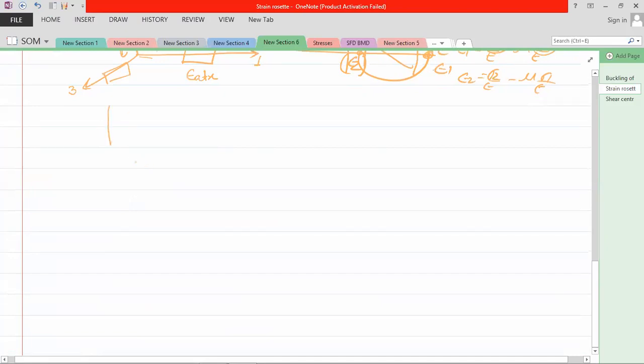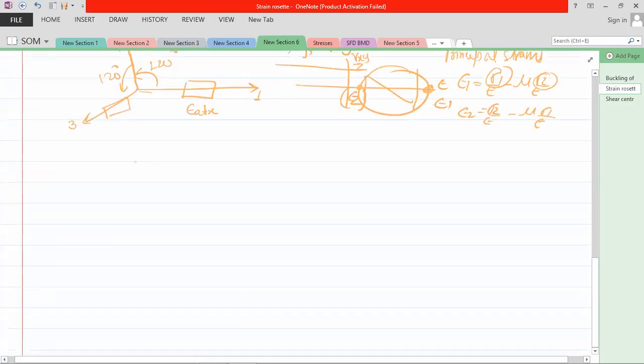So suppose this is what I just drew earlier, a delta formation of a strain gauge set. Now everyone understands why three strain gauge sets. Anywhere you consider, there are three strain gauge sets only, whether delta, rectangular, star, whatever you see. So this is your angle, this is your 120 degree, this is your 240 degree.